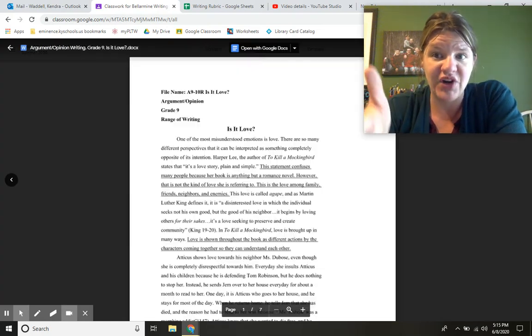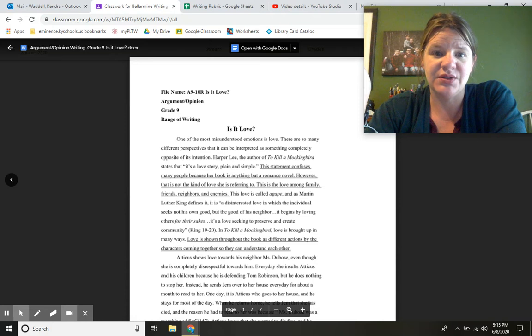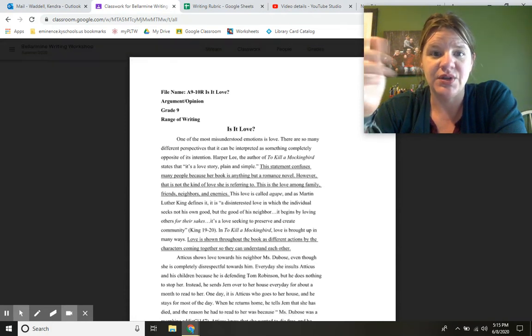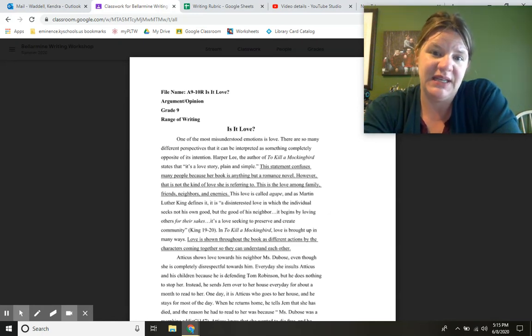All right, this is a freshman paper. One of the most misunderstood emotions is love. There are so many different perspectives that it can be interpreted as something completely opposite of its intention. Harper Lee, the author of To Kill a Mockingbird, states that it's a love story, plain and simple.